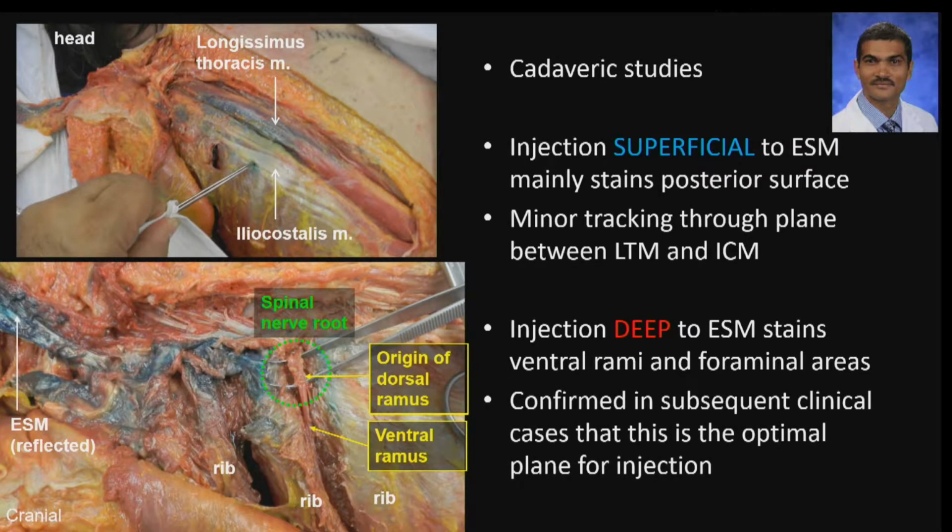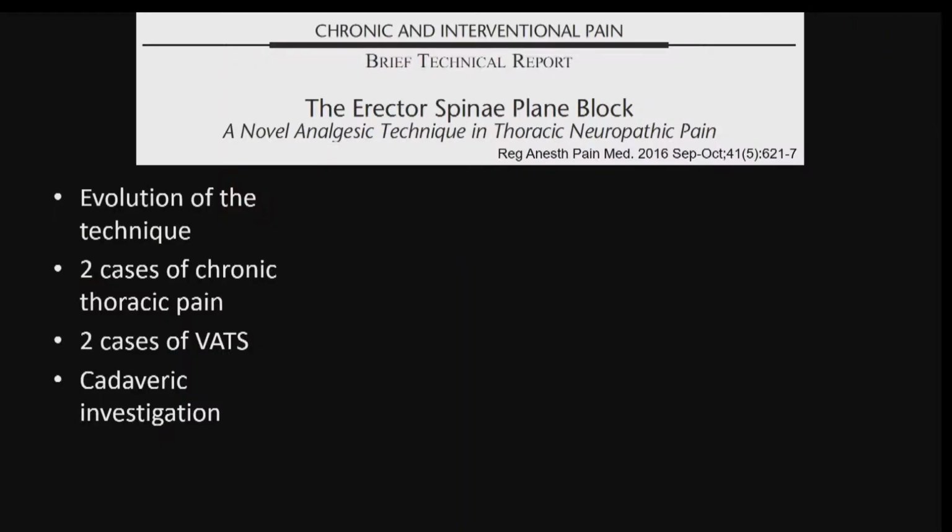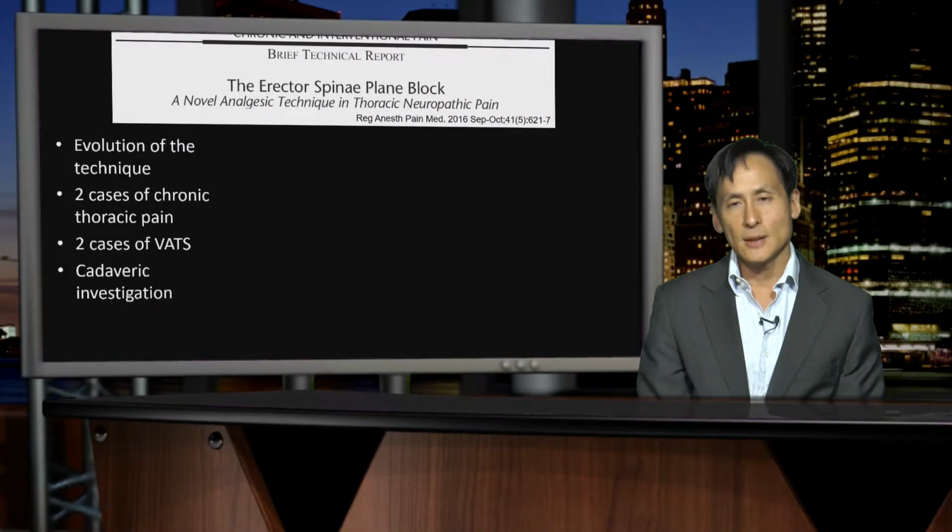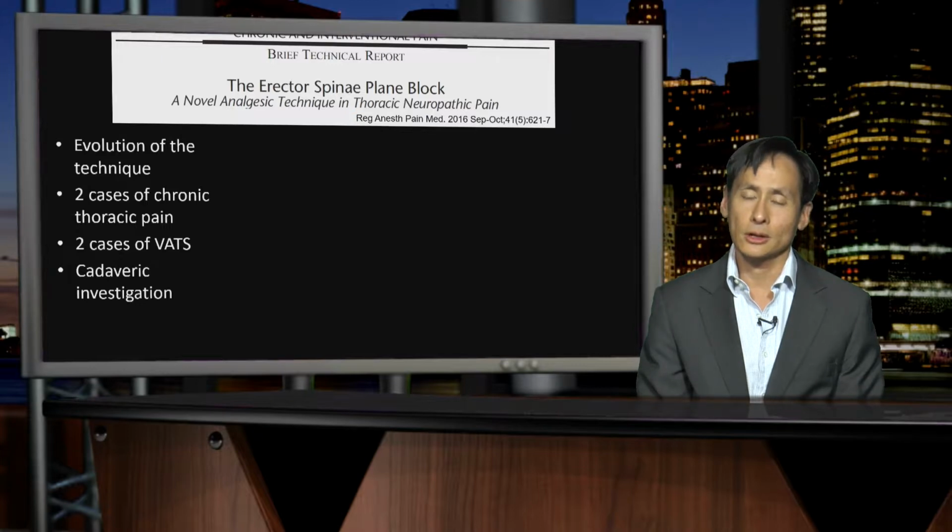In subsequent clinical cases as well as subsequent cadavers, we found that this was the optimal plane for injection, and this is how we currently advocate that the ESP block should be performed. Our article was published in 2016 in Regional Anesthesia and Pain Medicine, and it describes the evolution of this technique, both from the superficial injection to the deep injection, which is now, as I said before, the established technique. And in that report, we report 2 cases of chronic thoracic pain, 2 cases of video-assisted thoracoscopic surgery, as well as the results of our cadaveric investigation.